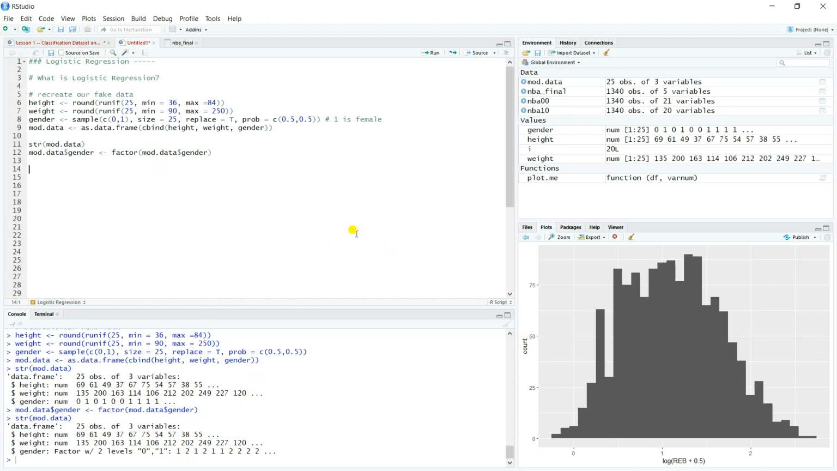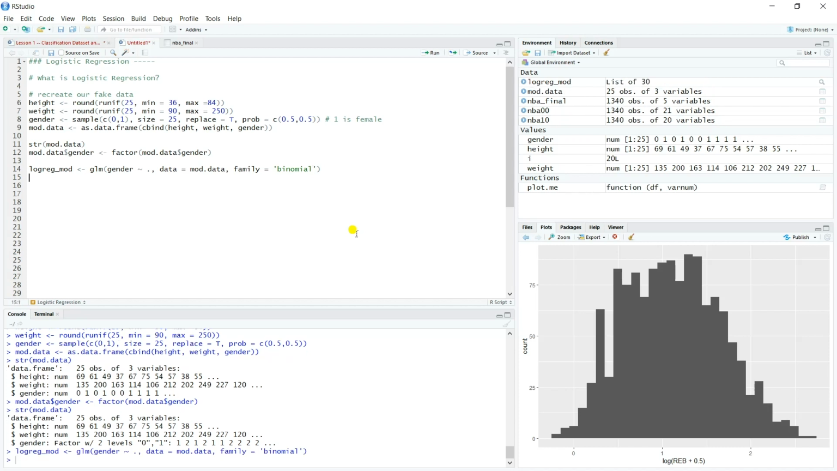Then what we want to do is create a regression model, and just show you how to do this syntax. GLM is the function, a generalized linear model. It's going to be gender onto everything, so height and weight, data is mod data, and then family is equal to binomial. That tells R that we're using a generalized linear model to model a binomial, or dichotomous, target variable. We'll go ahead and create that model.